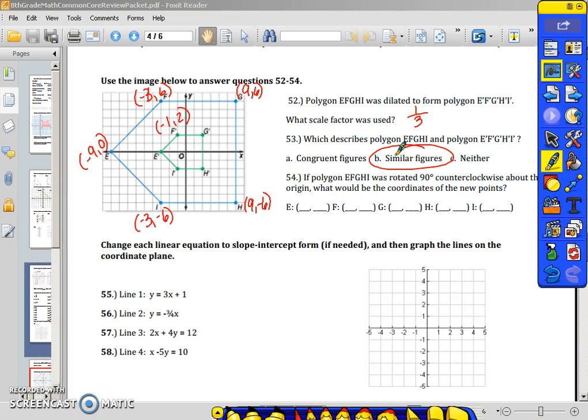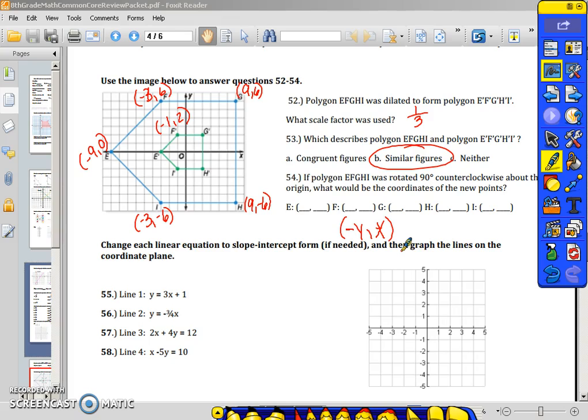If polygon EFGHI was rotated 90 degrees counterclockwise about the origin, what would be the coordinates of the new points? To rotate 90 degrees counterclockwise, flip your numbers. So y becomes x and x becomes y. And change the sign of the new first number. So take the opposite of your new first number.